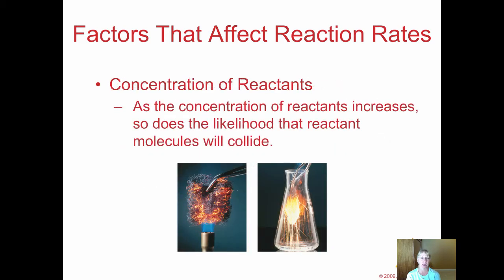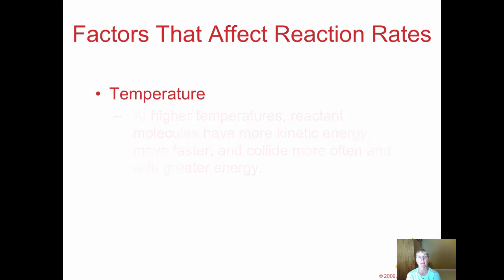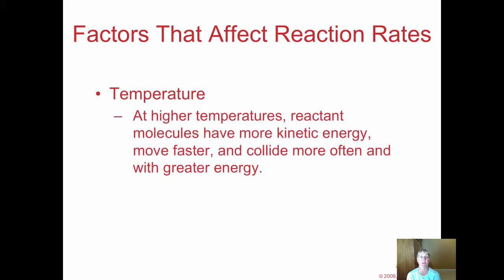Another factor that we studied last year was the impact of concentration of reactants. As you increase the concentration, the greater the likelihood that particles will collide, the faster the rate. And so what you're seeing there is some steel wool being burnt or set to heat up in a Bunsen burner, but when plunged in an Erlenmeyer flask that is higher concentration of oxygen, you get a more rapid rate of oxidation. A third factor clearly is temperature.